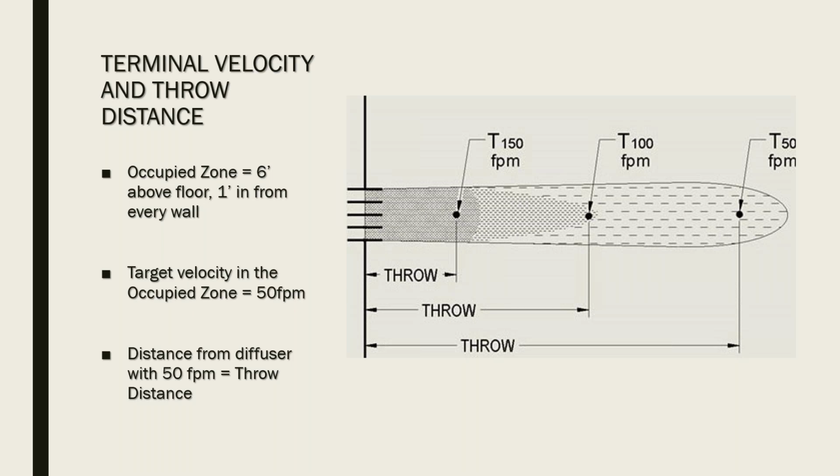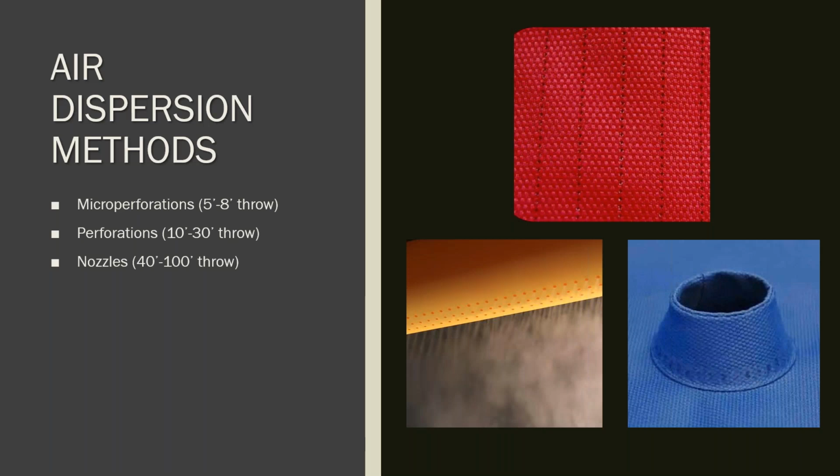The throw distance, okay, so we're at throw distance. The throw distance is a distance away from the diffuser where air reaches the target velocity. There are many ways to distribute air into a space, and I'm going to go over the air dispersion methods that most manufacturers do offer. The first would be microperforations, then perforations, and then there's nozzles.